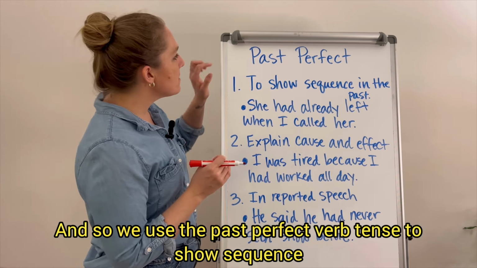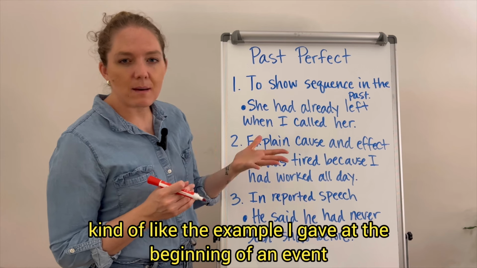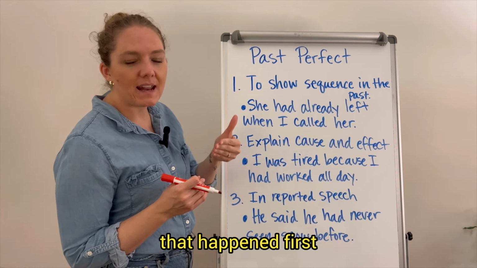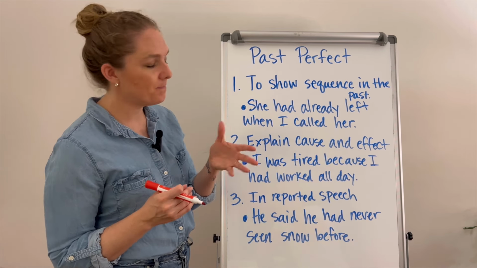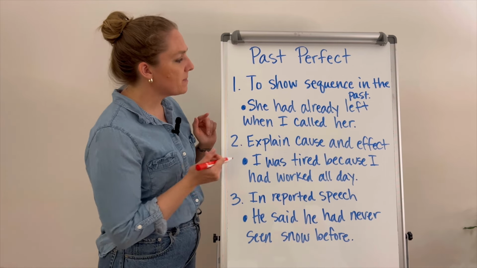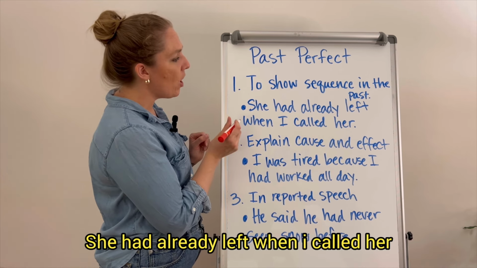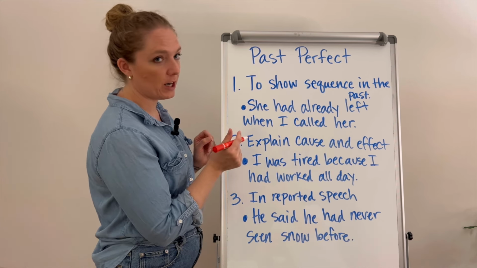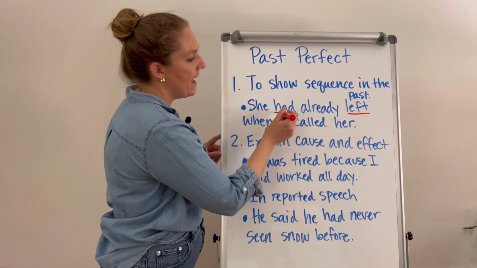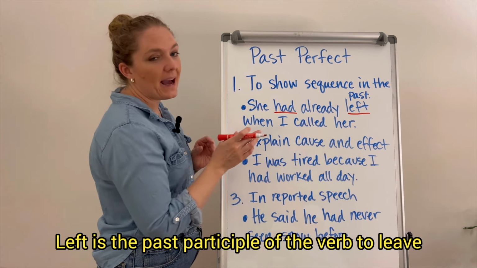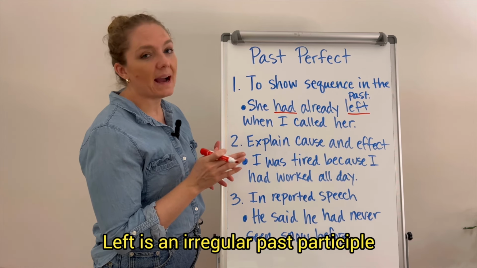And so we use the past perfect verb tense to show sequence, kind of like the example I gave at the beginning of an event that happened first and then an event that happened next, but all in the past. So our example here, she had already left when I called her. The past perfect verb is had left. Left is the past participle of the verb to leave. Left is an irregular past participle.